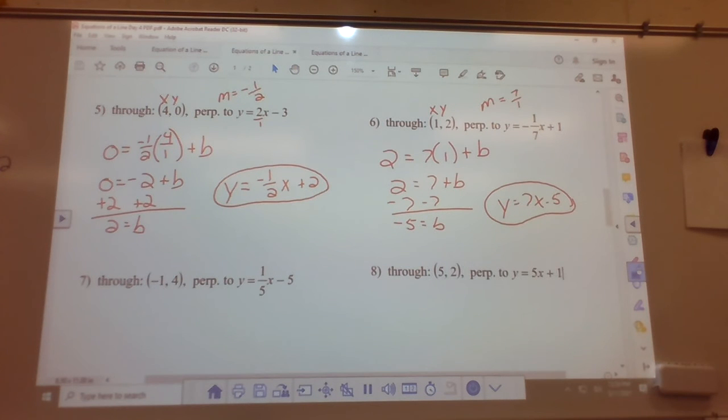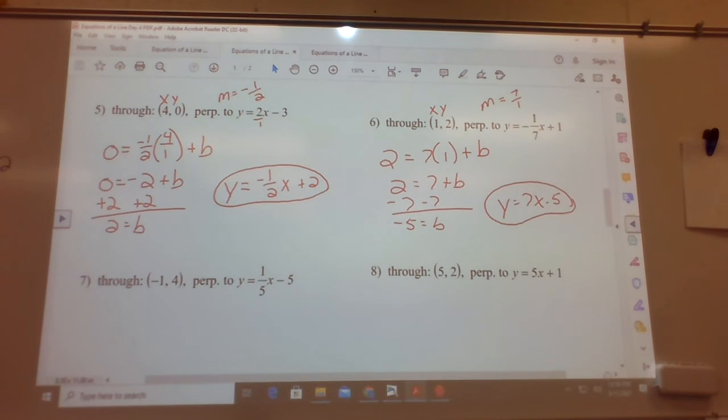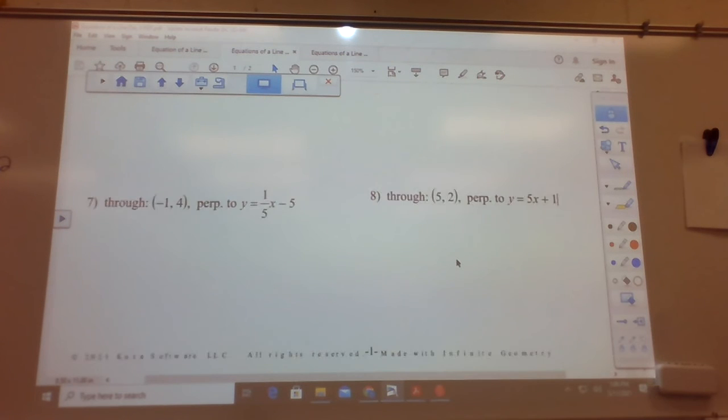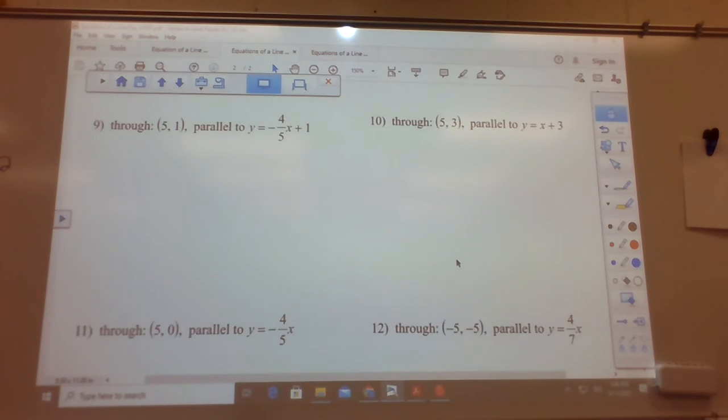And on the quiz, basically, it's going to be 2 of each of these. There's going to be 2 that say parallel, 2 that say perpendicular. 2 parallel, 2 perpendicular. Are we okay, 5, 6? The last 2 that I'm doing with you.